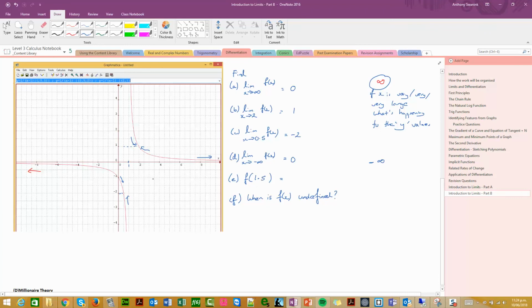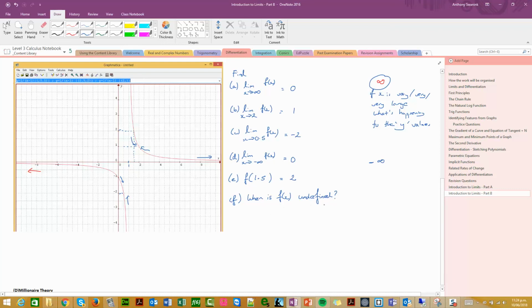What's happening to the function when x is 1.5? Well, what is the value of the function when x equals 1.5? That's what this is asking here, and the value is 2. So this is not a limit, it's actually asking you what is the value of the function when x equals 1.5, and we can simply read that off the graph, or if we had a function we could simply substitute the 1.5 into it.